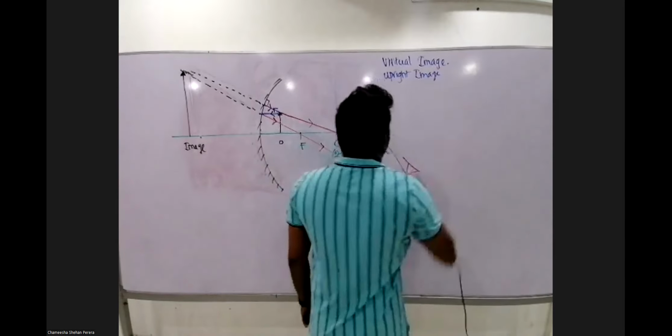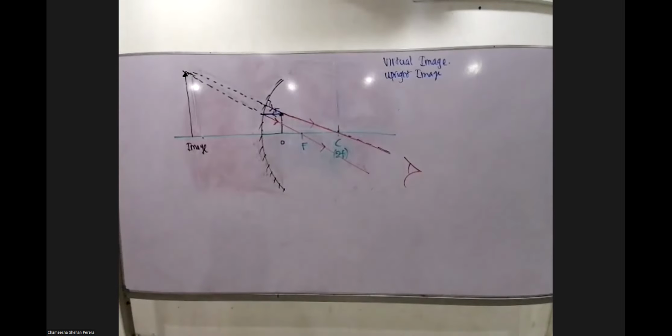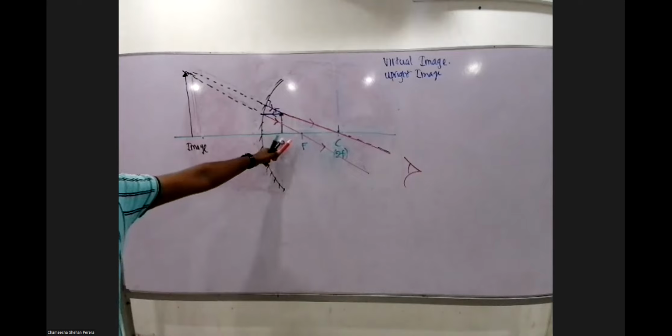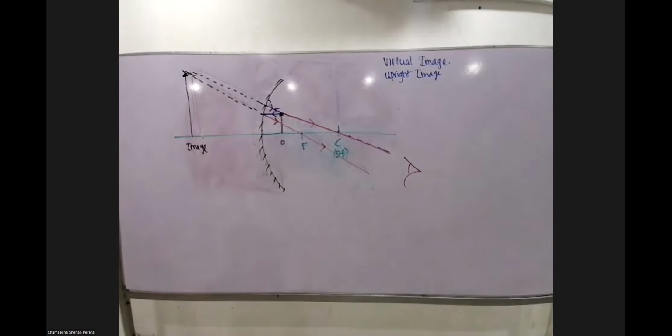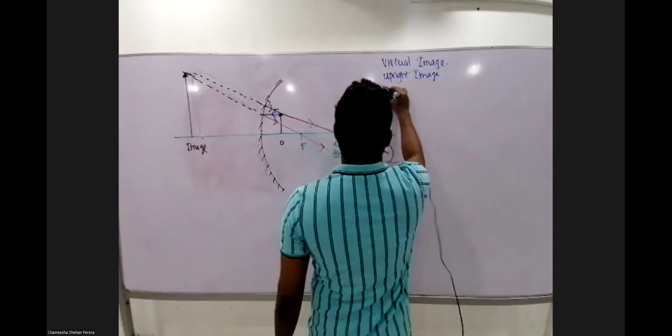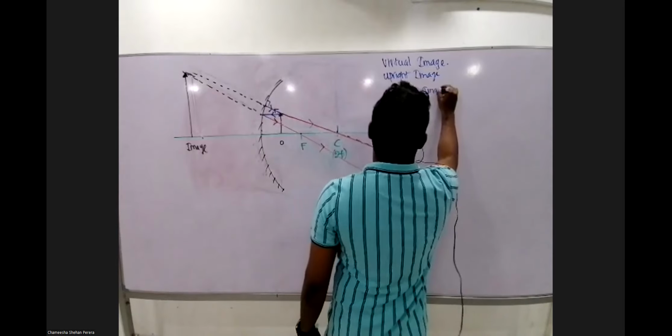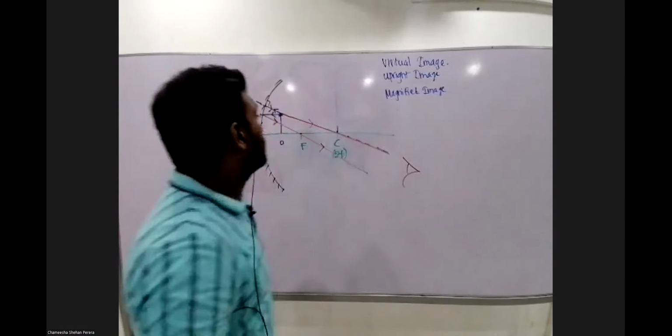Upright image. Okay. So then tell me, Shanuki, about the size of this image. This is the object and this is the formed image. What can you say about the size of the image? The image is larger than... Larger. You call it technically magnified. Magnified image. Okay, perfect. Magnified image, right?